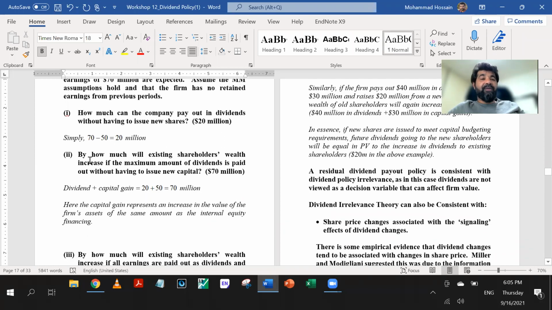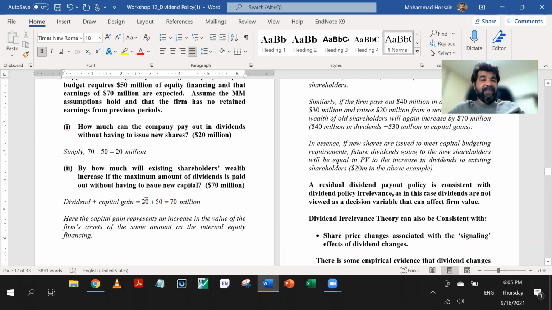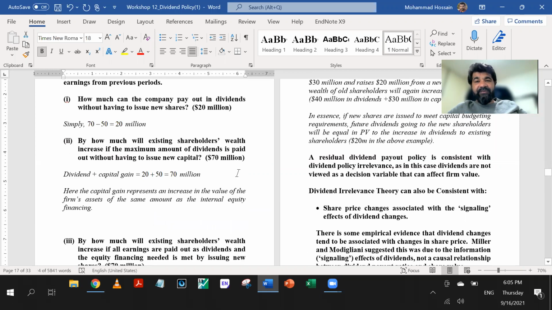By how much will existing shareholders' wealth increase if the maximum amount of dividends is paid out without issuing new shares? It will become 70 million: dividend plus capital gain. A 20 million dividend was given, and 50 million is actually there. Look, the total profit will be there and share value will increase. The 50 million they've invested in other projects, in other assets, plus they have given 20 million as dividend. So 50 plus 20 million. All right, let's move on.